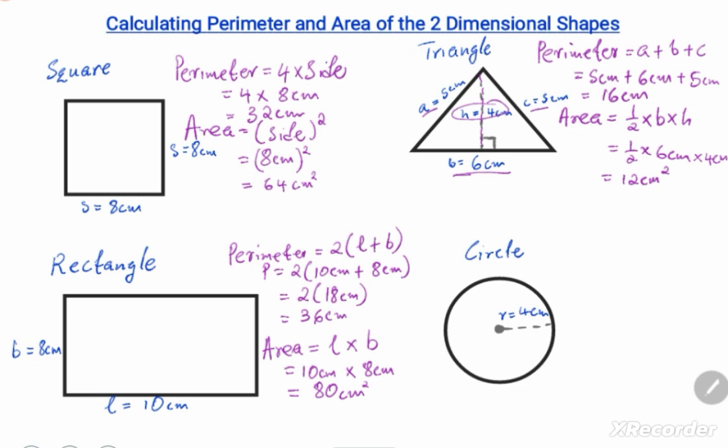All right. Next, we look at the circle. With a circle, we don't talk of perimeter, but we call the perimeter of a circle the circumference.